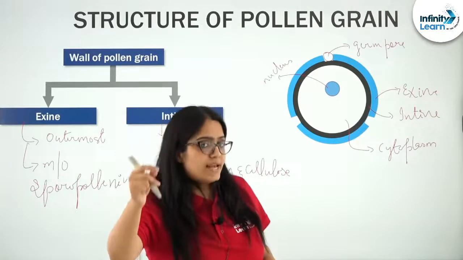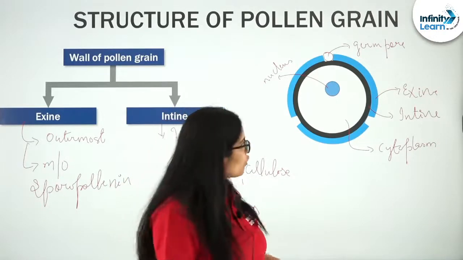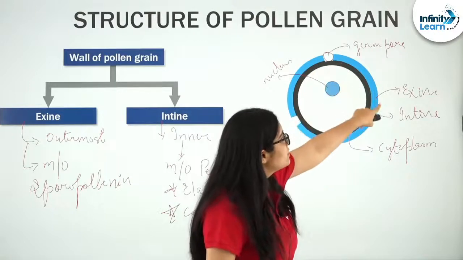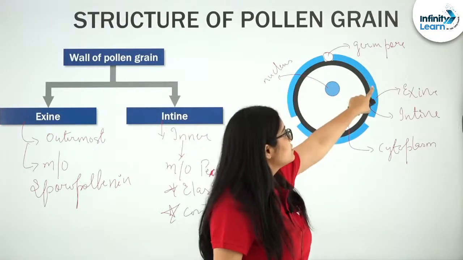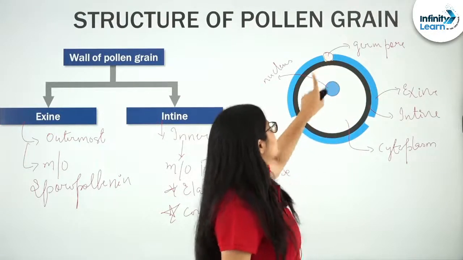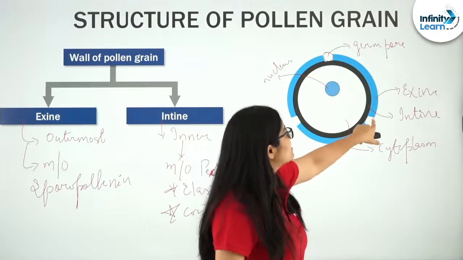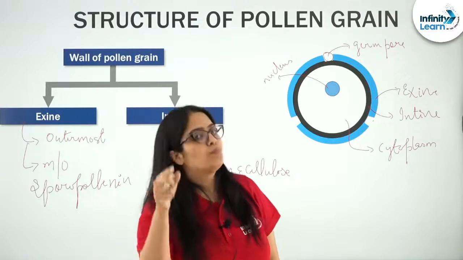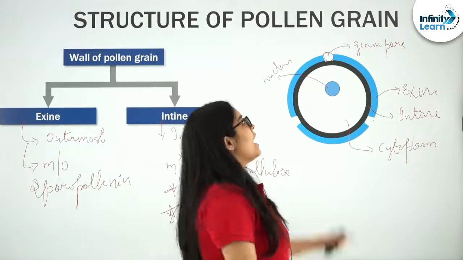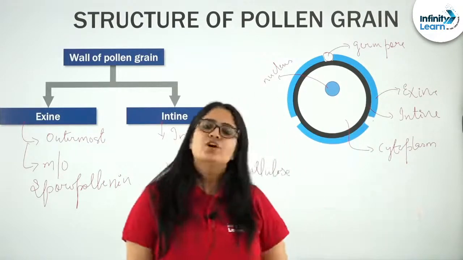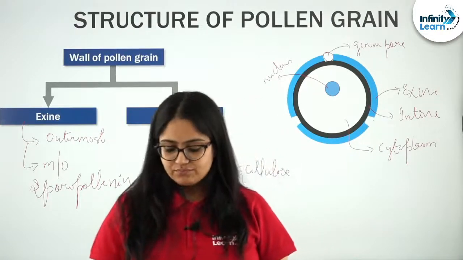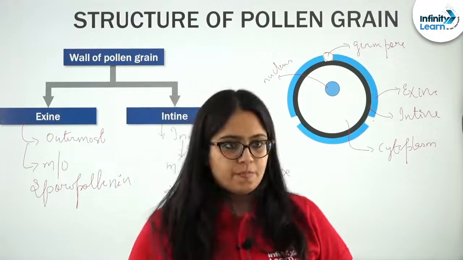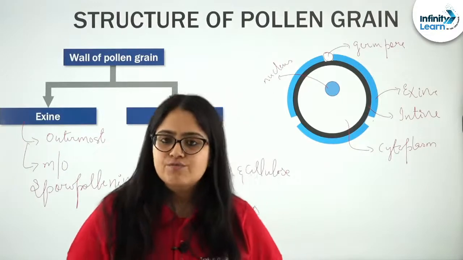So, the places where sporopollenin is absent in exine are known as germ pore. Yes. And what is the function of germ pore? See students, you all know, right? So, what is the function of pollen grain?